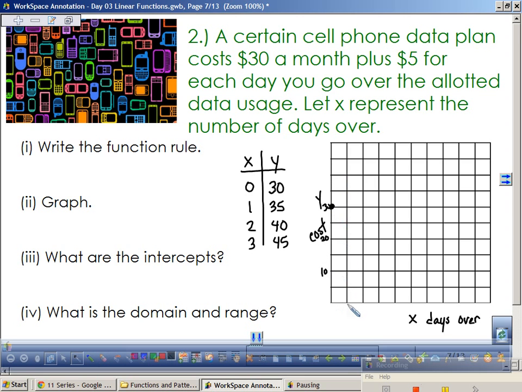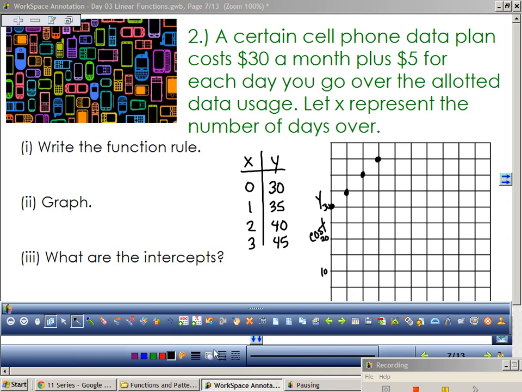1 day over, 35. 2 days over, 40. See how we're doing that? 1 day, 2 days, 3 days. What's my rule? Are we better now? Yeah. Okay. I'm going to put an arrow on it, right? Because it's not stopping. Okay, write a function rule.